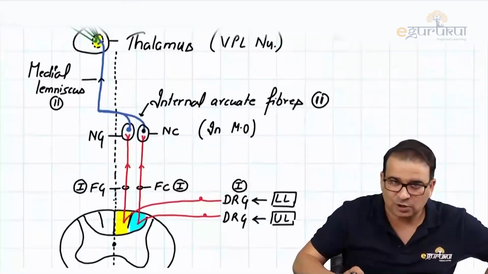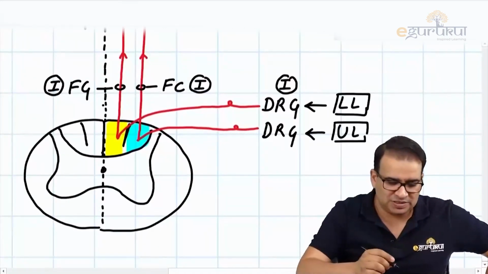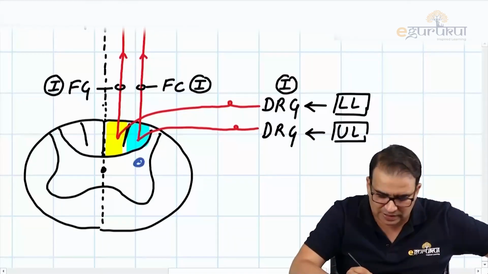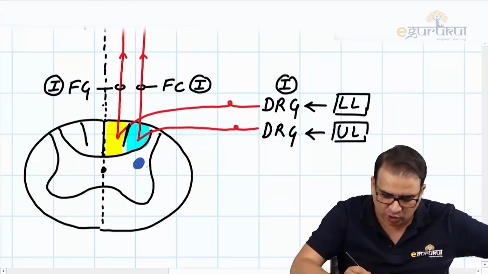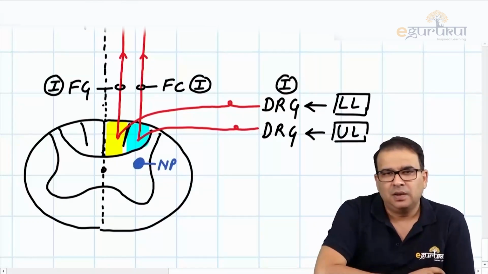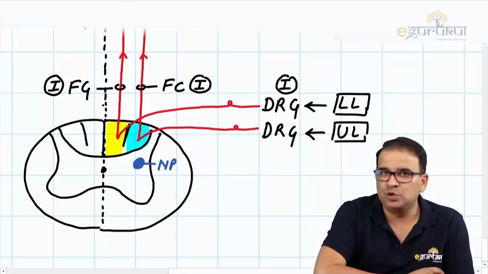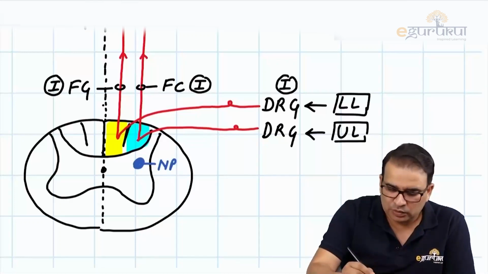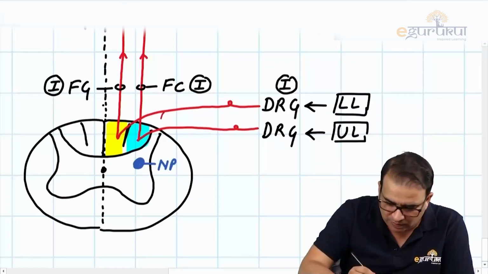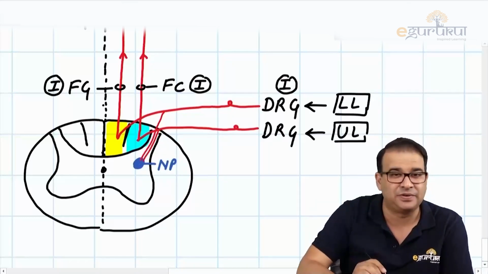Now, if I again take you back to the lower part here, guys, the question which is unanswered is that we do have a nucleus present here in the spinal cord. They did not come to this nucleus. Now, this is the nucleus proprius I'm talking about, the largest nucleus, NP, nucleus proprius. Well, yes, we do have some fibers coming to nucleus proprius also. The point is, there are very few fibers from the lower limb and few fibers from the upper limb. They will come to nucleus proprius, but the purpose is different here.